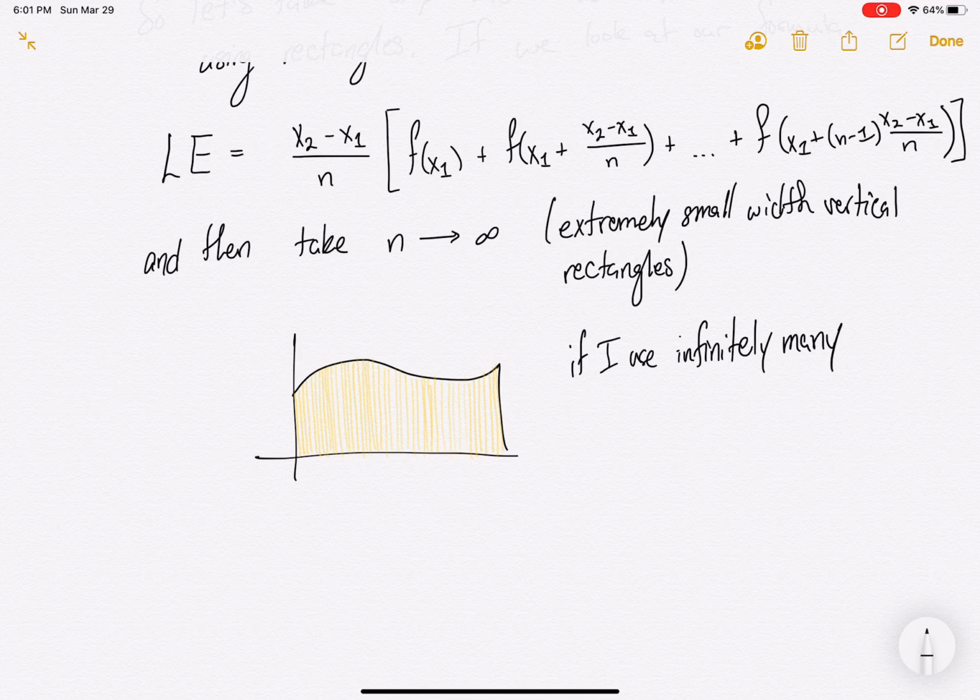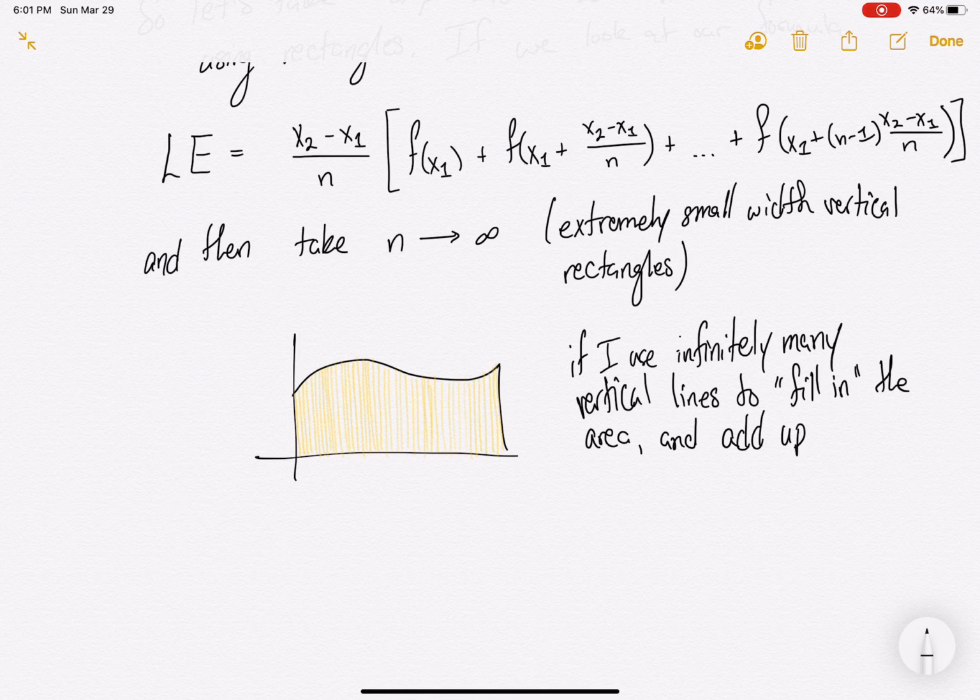I use infinitely many vertical lines to fill in the area, and add up each of their areas. I get the exact area under the curve.